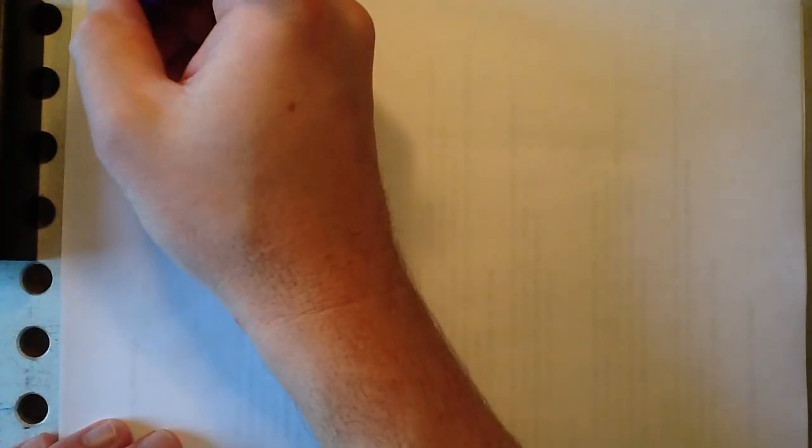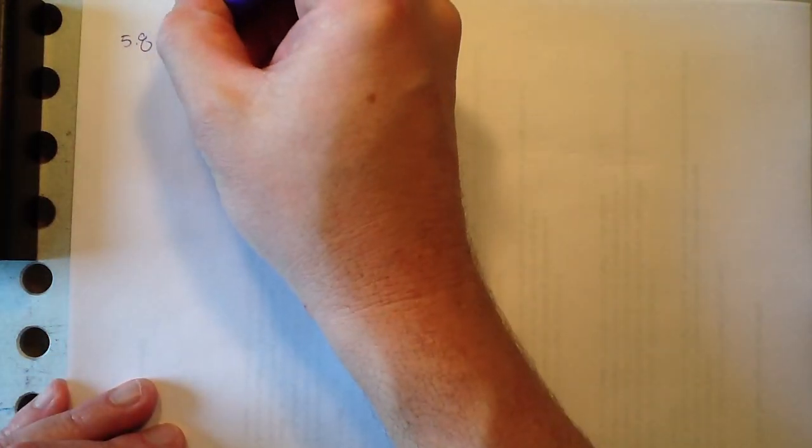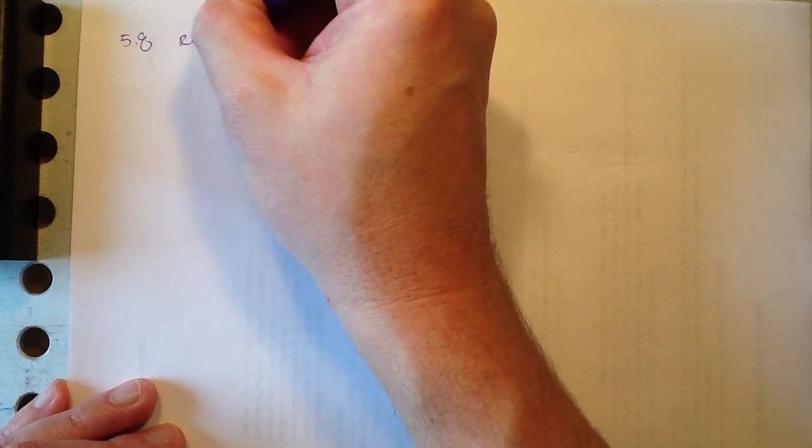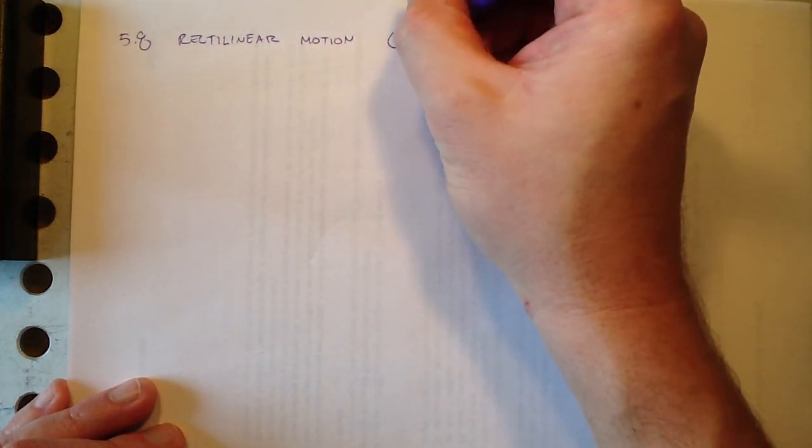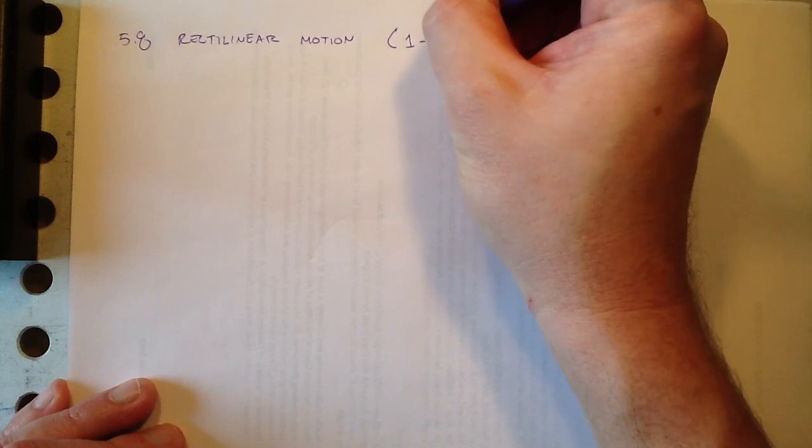This video contains the notes for section 5.8, which is about rectilinear motion. What does that mean? That means motion back and forth along a straight line, or in other words, one-dimensional motion.